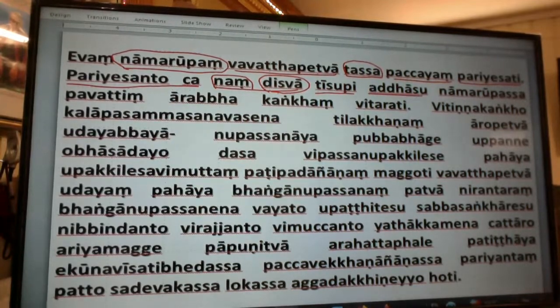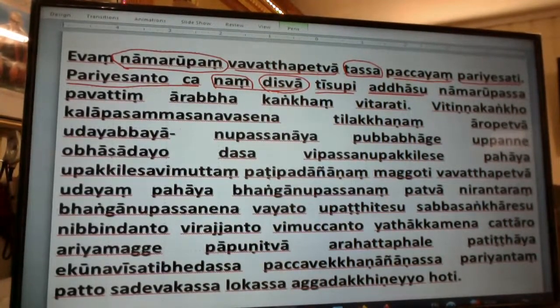Tisu Adasu. Tisu is three. Adasu is the time. Three kinds of time: present time, past time, future time. Present time is in the middle. The previous one is past time. The future, later, is future time. So Tisu Adasu.